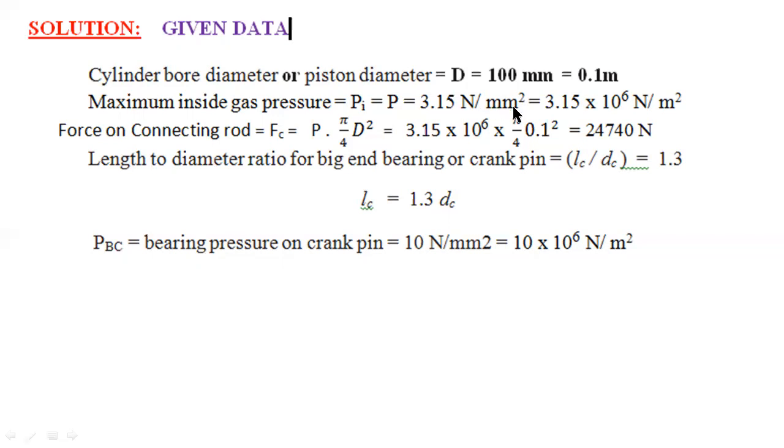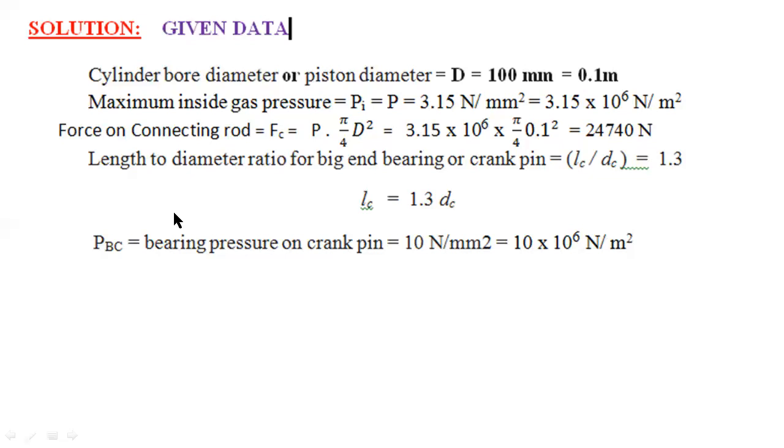So 1 megapascal equals 10 power 6, and by using these two values we have to find the force acting on the connecting rod, equal to the maximum inside gas pressure times the area of the piston, that is P into pi by 4 D square. After substituting the values of P and D, you will get FC, the force acting on the connecting rod, equal to 24,740 newtons. This value is useful to determine the suitable dimensions of the crank pin and piston pin.